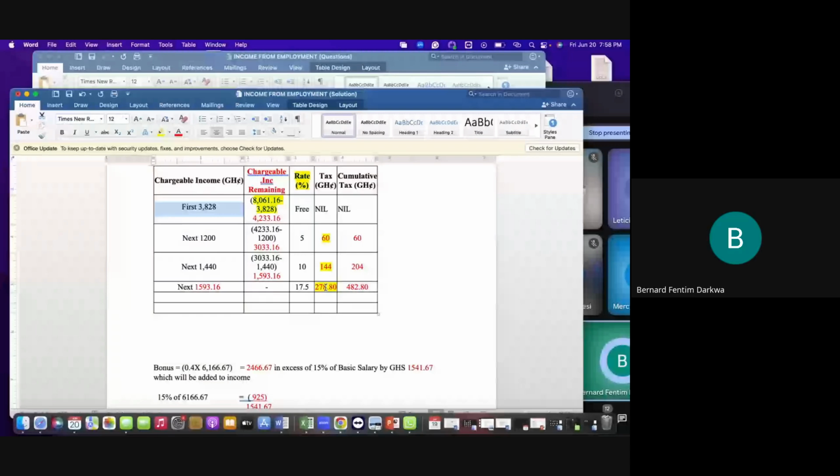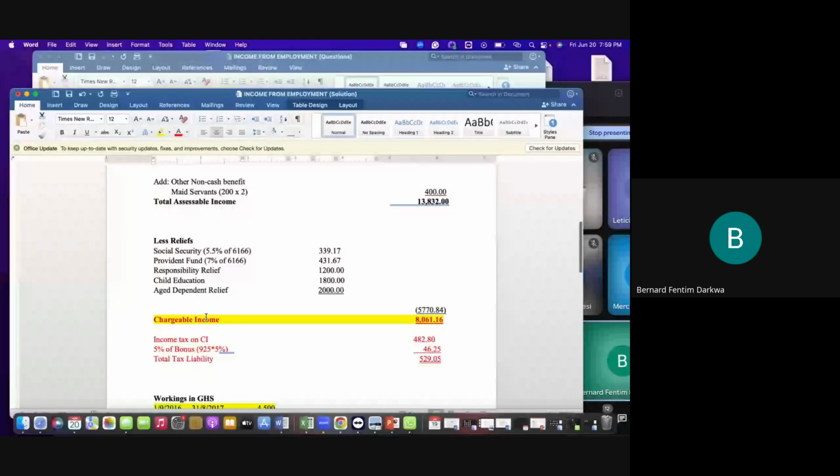Okay, sir. Good. Now when you finish this, we are not done, because the question says that we should compute his tax liabilities for 2020, the total tax liability, not only income tax. So when you find that, you come and do a summary.